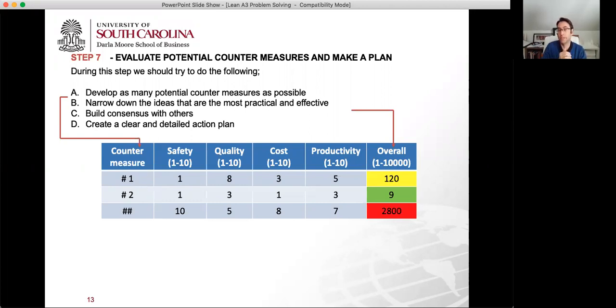This is just one way to do that. Remember that in the case assignment that I'm going to give you, I didn't tell you that yet, but the case assignment doesn't go until the implementation plan. The implementation is something that you have to develop for the A3 problem solving case that I'm going to give to you.